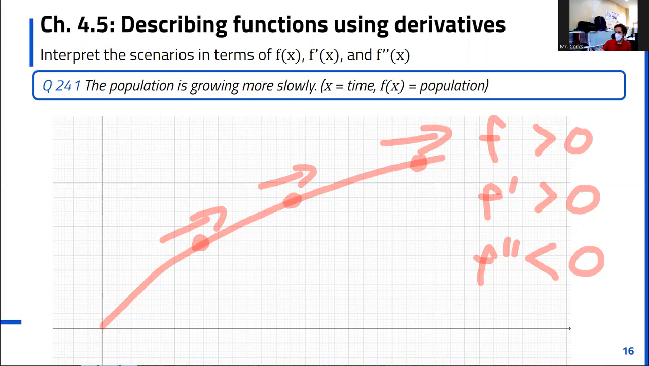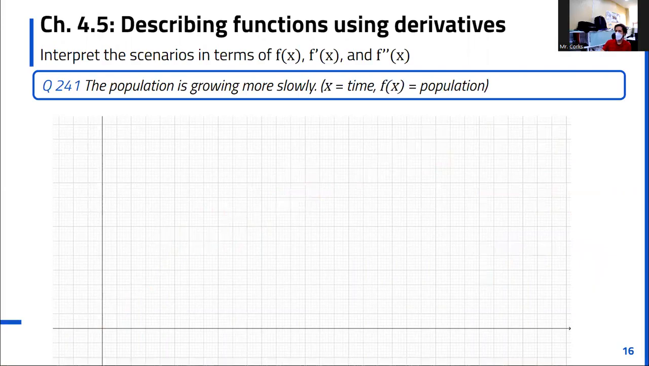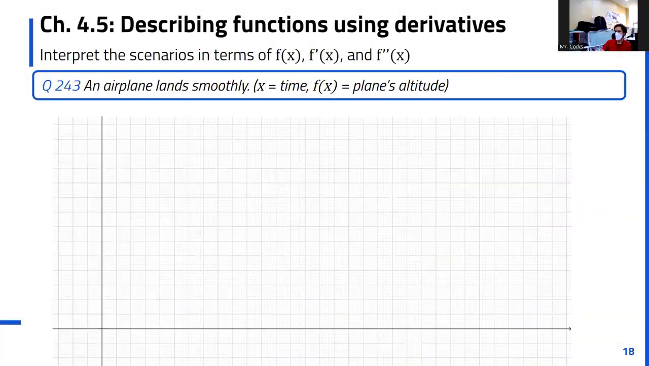Actually going to skip the next one for now. We'll come back to it in a moment.